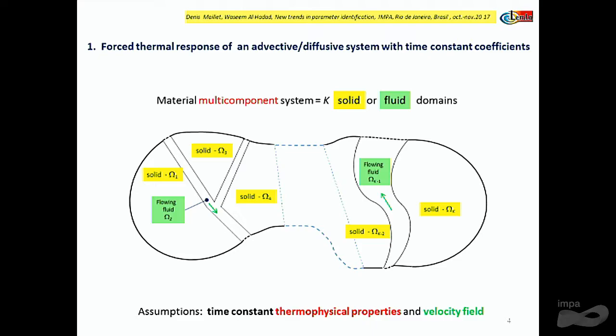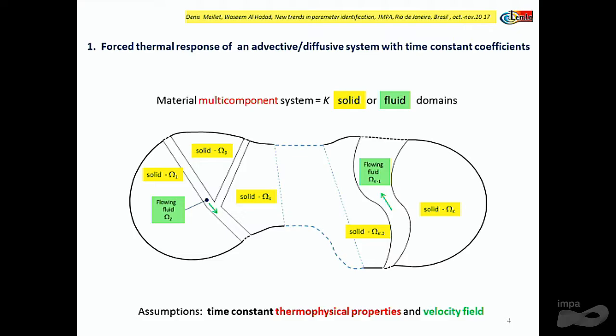So let's assume that we have a material multi-component system. For example, it can be composed of a capital K solid or fluid domains here. So you have a domain with boundaries. You have a solid here, and so on. And in between, you can have fluid flows. The assumption we make is that the thermophysical properties of the subdomains, either solid or fluids, do not vary with time nor with temperature. They are constant in time.